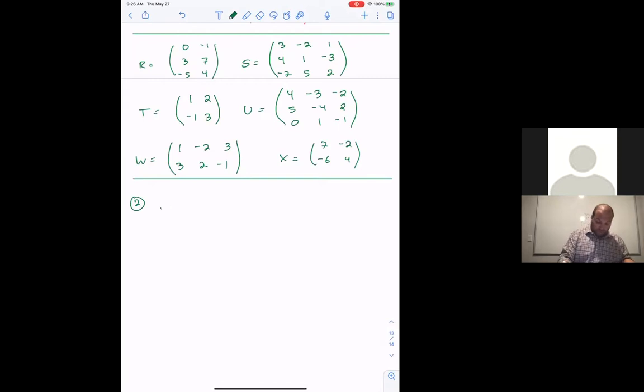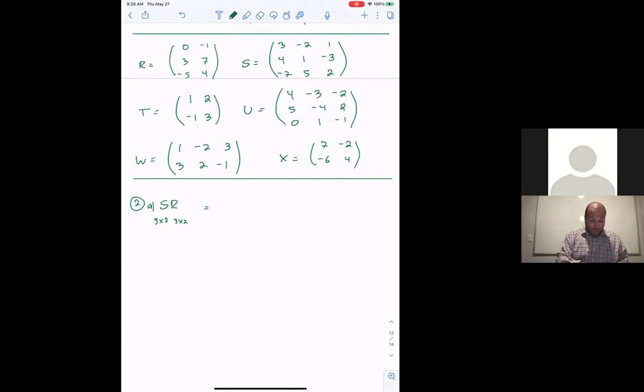Okay, so 2, SR. Can I do it? Let's see. This is part A. Again, always be doing this yourself. I keep stressing this, I keep repeating it, but it's easy to just forget. S is 3 by 3. R is 3 by 2, so I can. Second matrix, edit A, 3 by 3.